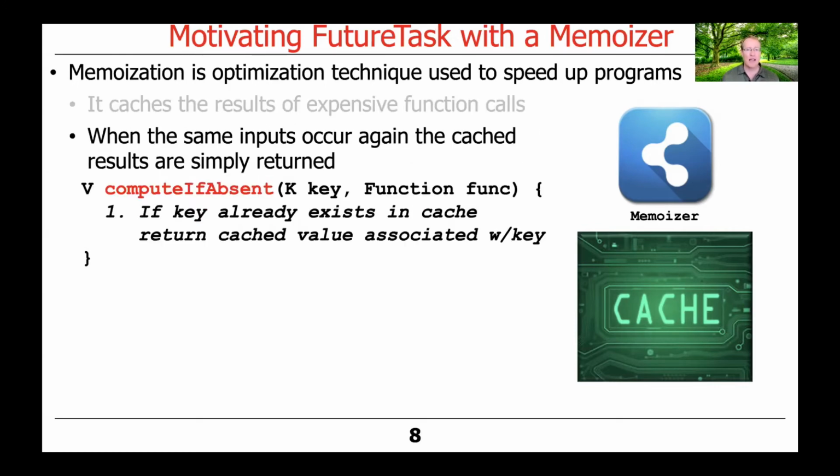If somebody comes along again and gives the same key, then rather than go through this long-running computation, it simply returns the value that's been stored inside the Memoizer. So it's basically just a memoizing cache. That's the best way to think about this, with the main difference being that there's a function that can be used to perform the computation the first time.